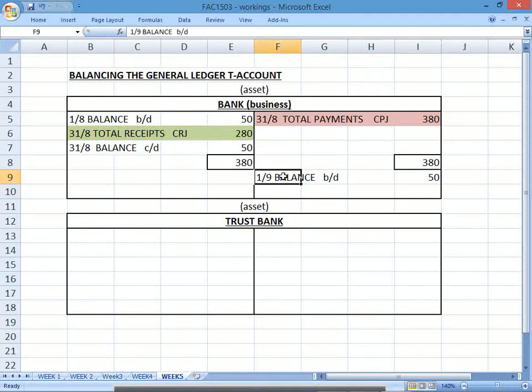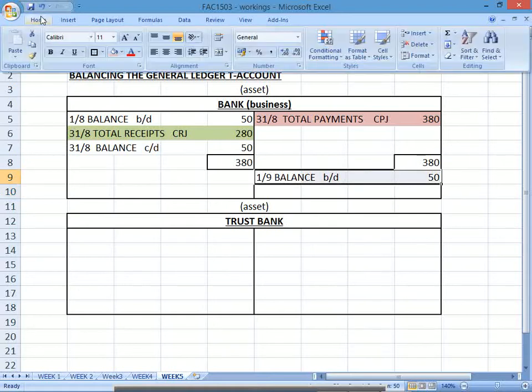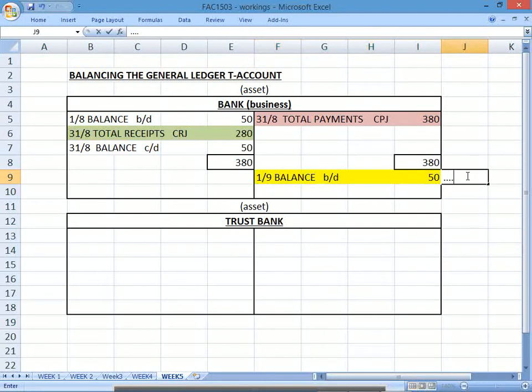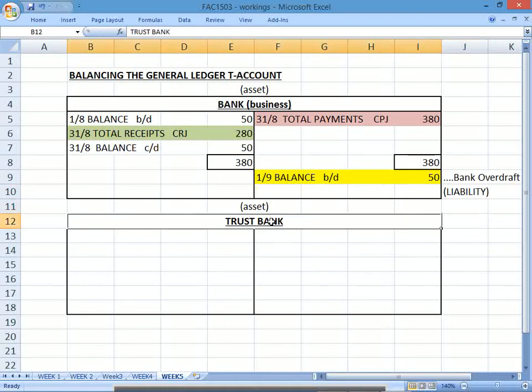But notice now, the bank has a credit balance. So now bank is actually a liability. It's bank overdraft now. It's a negative balance in terms of the assets. It's a credit balance in terms of a liability. If it was a trust bank account, the same thing will apply, except you're looking at whose money?